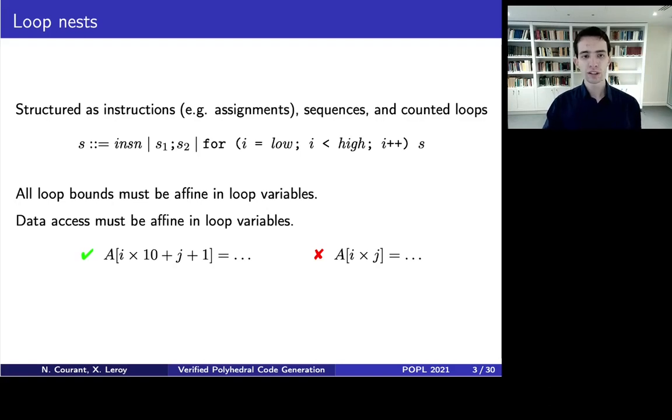Moreover, we require that all the loop bounds must be affine in loop variables, and that data access must also be affine in loop variables. So an affine function here is a linear combination of its variables plus an optional constant.